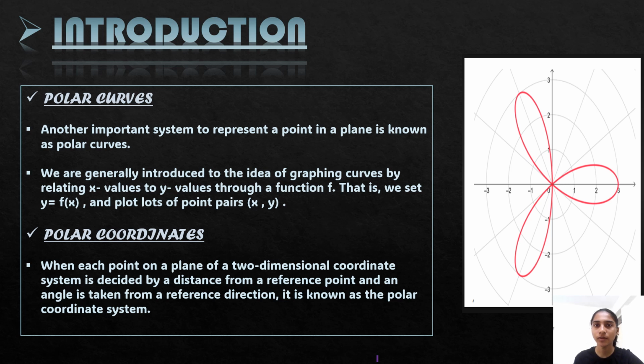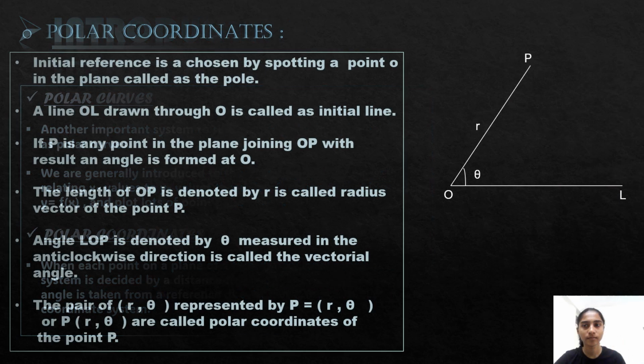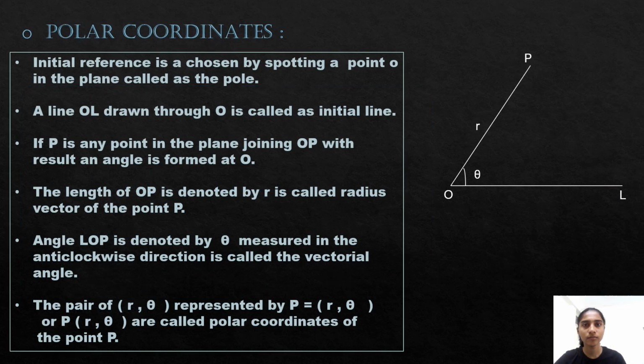Second one is the polar coordinates. When each point on a plane of a two-dimensional coordinate system is decided by a distance from a reference point and an angle taken from a reference direction, it is known as the polar coordinate system. So here we will discuss more about polar coordinates.